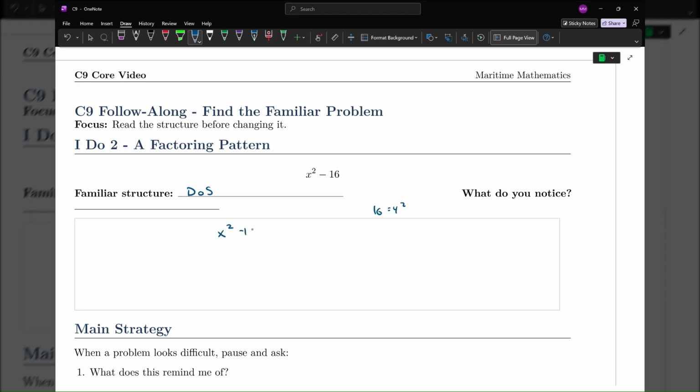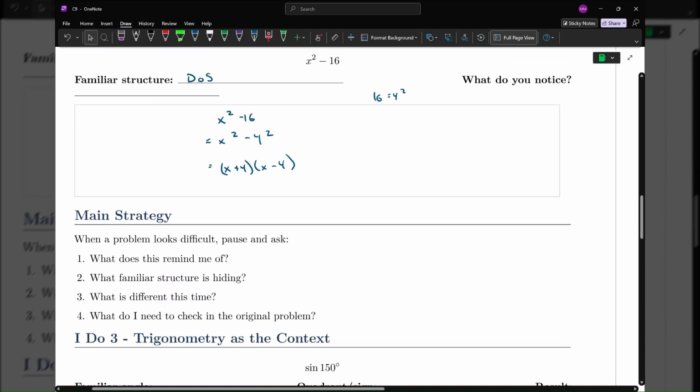So x squared minus 16, what we can do is we could say, well, okay, that's x. Let's put a middle step here. So this is equal to x squared minus 4 squared, and that's a difference of squares. So x plus 4, x minus 4. And that's it.